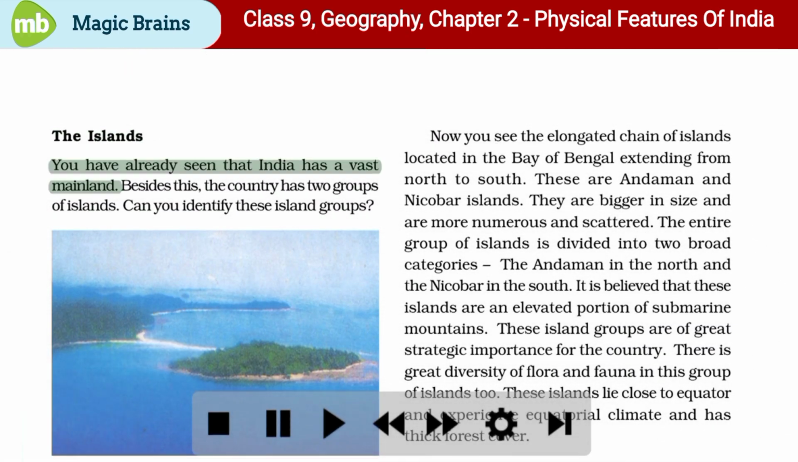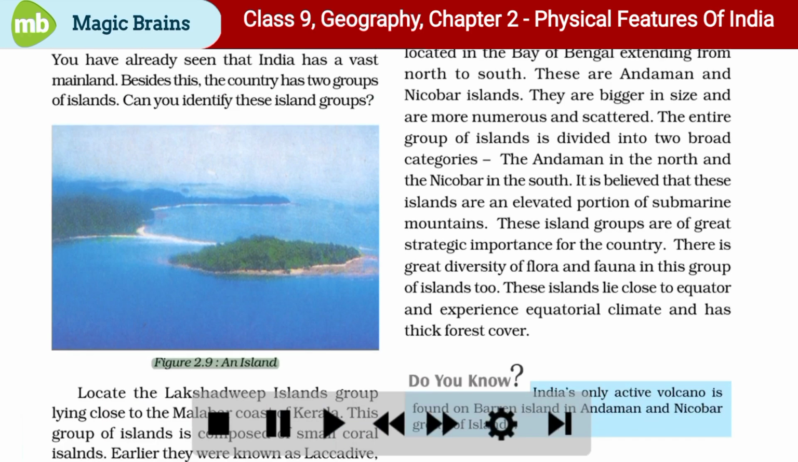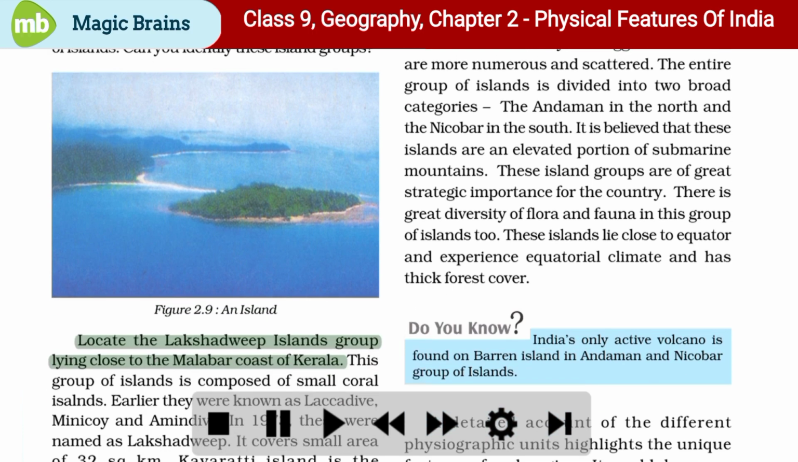The islands. You have already seen that India has a vast mainland. Besides this, the country also has 2 groups of islands. Can you identify these island groups? Figure 2.11 shows an island. Locate the Lakshadweep island group lying close to the Malabar coast of Kerala.